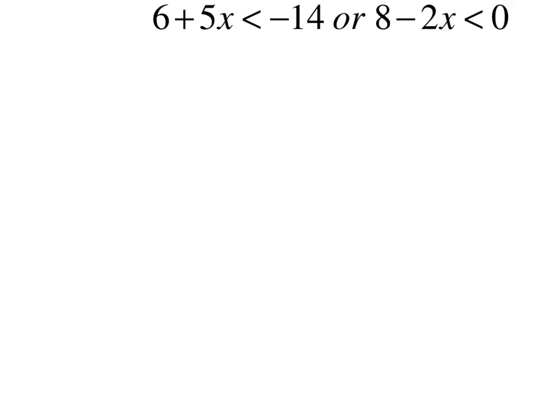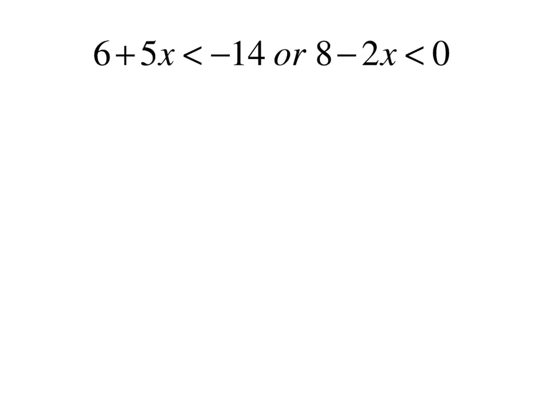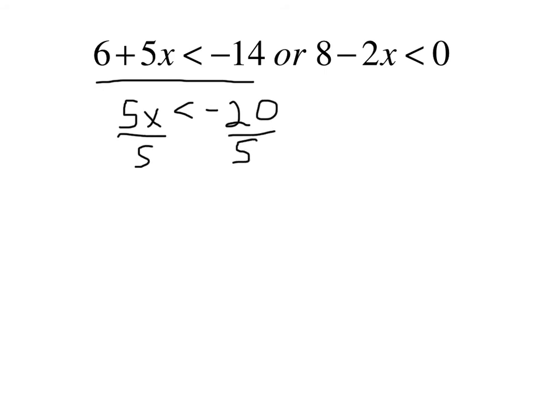Our next example, it's an OR problem. It's a union problem. So we have our first inequality. We need to isolate the x term, subtract 6 from both sides. 5x is less than -20. Divide both sides by 5. X is less than -4.